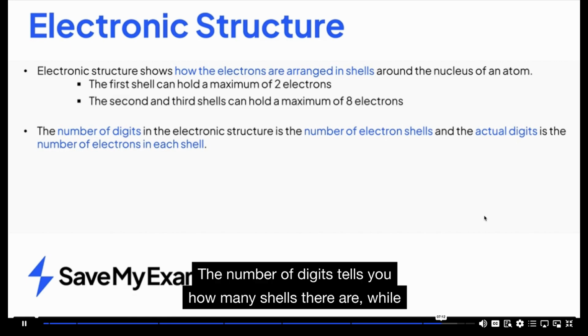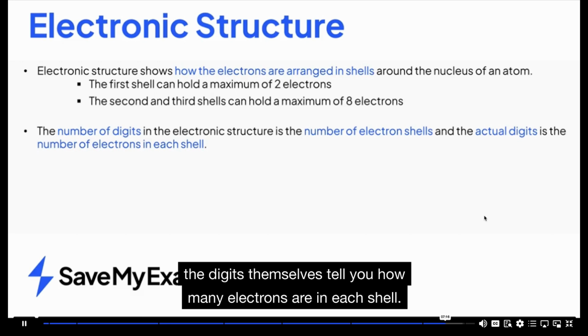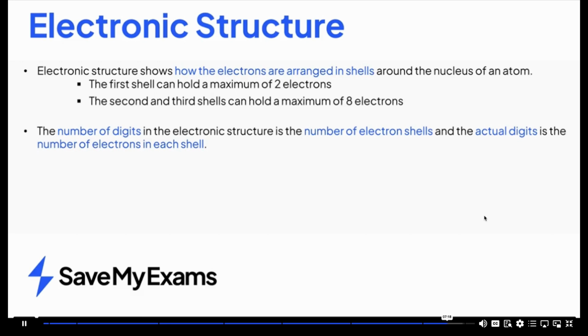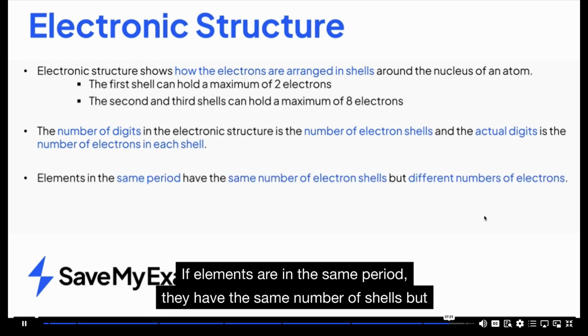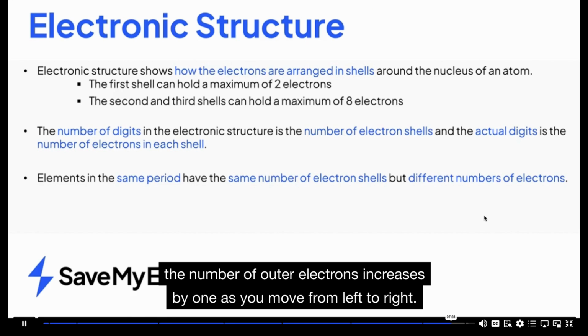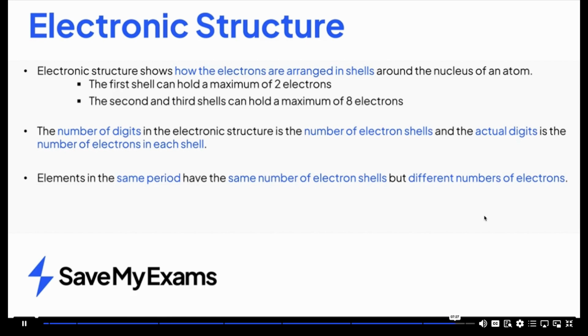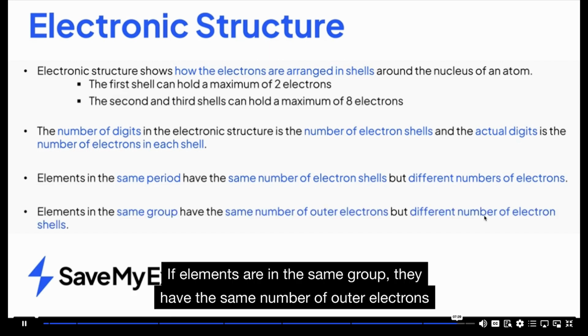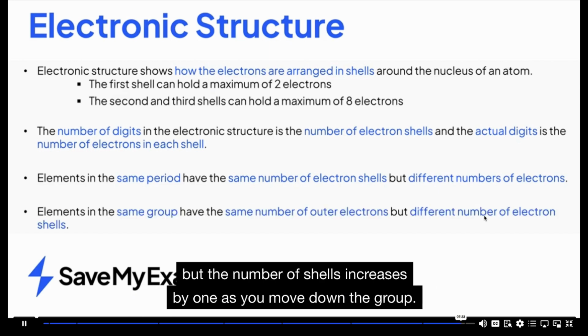The number of digits tells you how many shells there are, while the digits themselves tell you how many electrons are in each shell. If elements are in the same period, they have the same number of shells, but the number of outer electrons increases by 1 as you move from left to right. If elements are in the same group, they have the same number of outer electrons, but the number of shells increases by 1 as you move down the group.